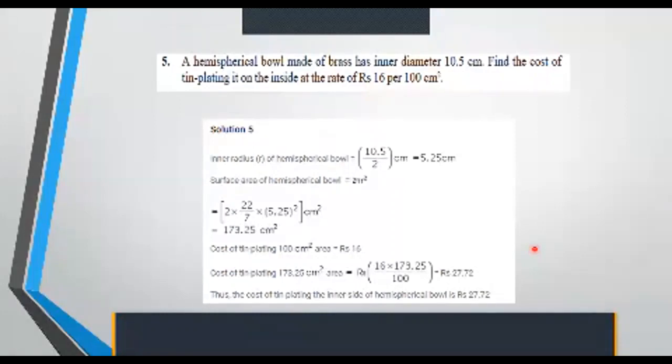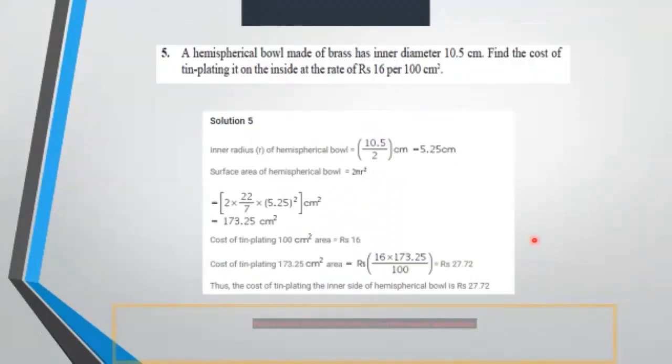Others wind it up. We'll be moving to the next question, number 7. All those who are still in this, finish it off. Others can move to the 7th one.